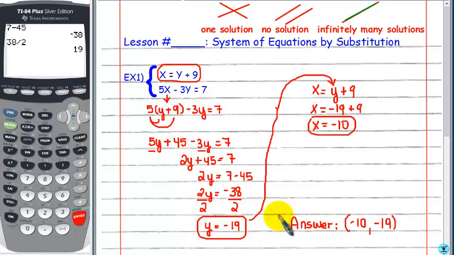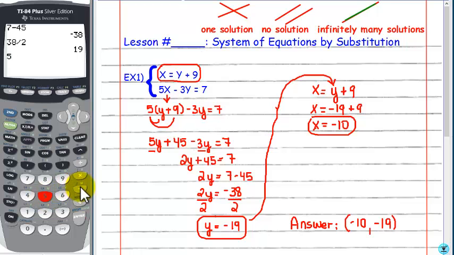Now, one way that we can use to check is to plug this information into the other equation and see if that's going to be true. If I plug in negative 10 here and negative 19, my final answer should be a 7. So let's see if that works. I can use my calculator to do that.